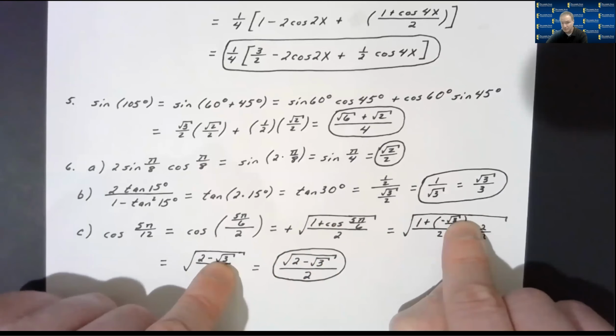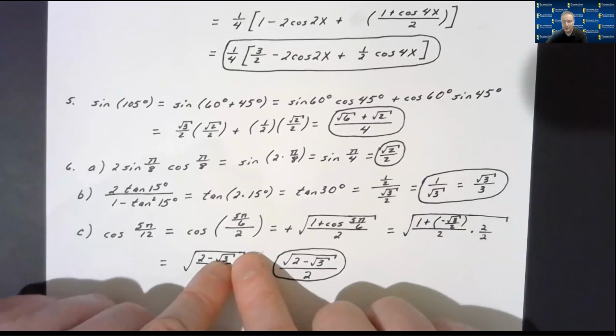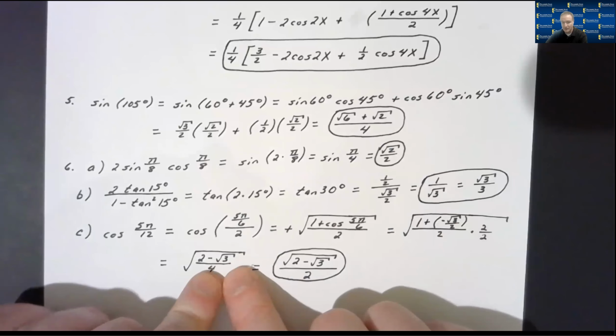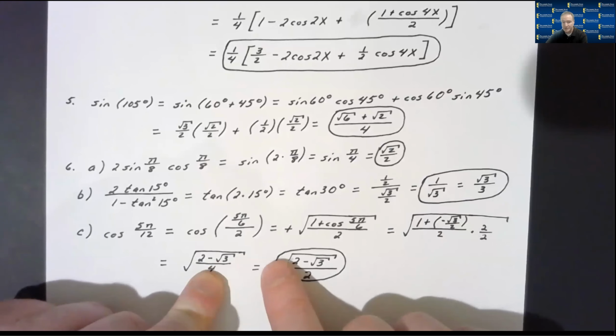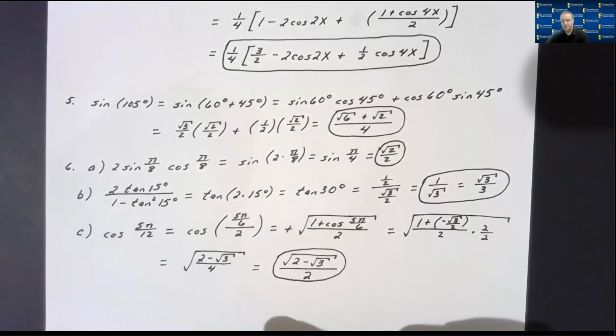So now I can say, all right, 2 minus the root of 3 in that numerator, all over 4, but it's all inside of a square root. The numerator doesn't simplify, so I just have to say the square root of 2 minus the root of 3. Of course, the denominator, the square root of 4 is 2, so we get our final answer down there.